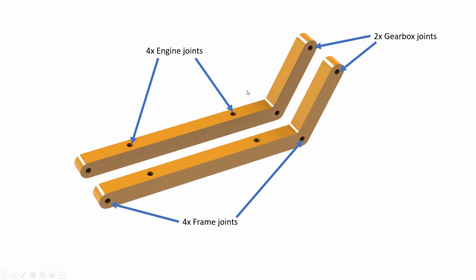Strictly speaking, the engine rails are only the frame joints and the engine joints down here. This little addition here is just kind of a shortcut to add another joint to the gearbox. It's not needed, but it kind of spices up the problem.